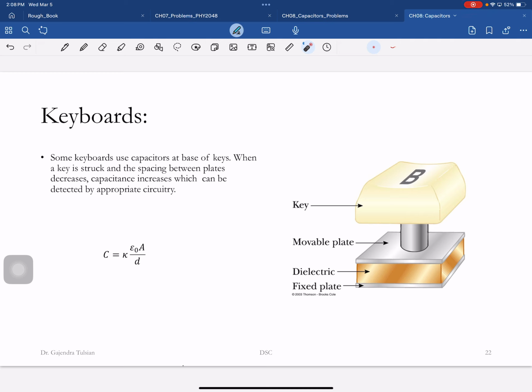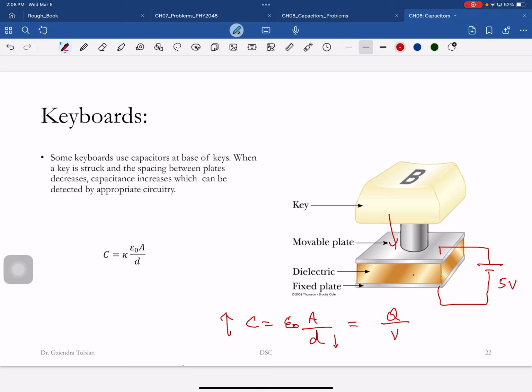So here's how these work. Each of these keys is connected to a 5-volt battery. Now when you press this key down, this distance decreases. The capacitance, when D decreases, the capacitance increases. And the capacitance is also Q over V. Since the voltage is the same, if the capacitance increases, more charge flows in. So you hit a key, charge flows into that key, and that's how you know which key you hit.